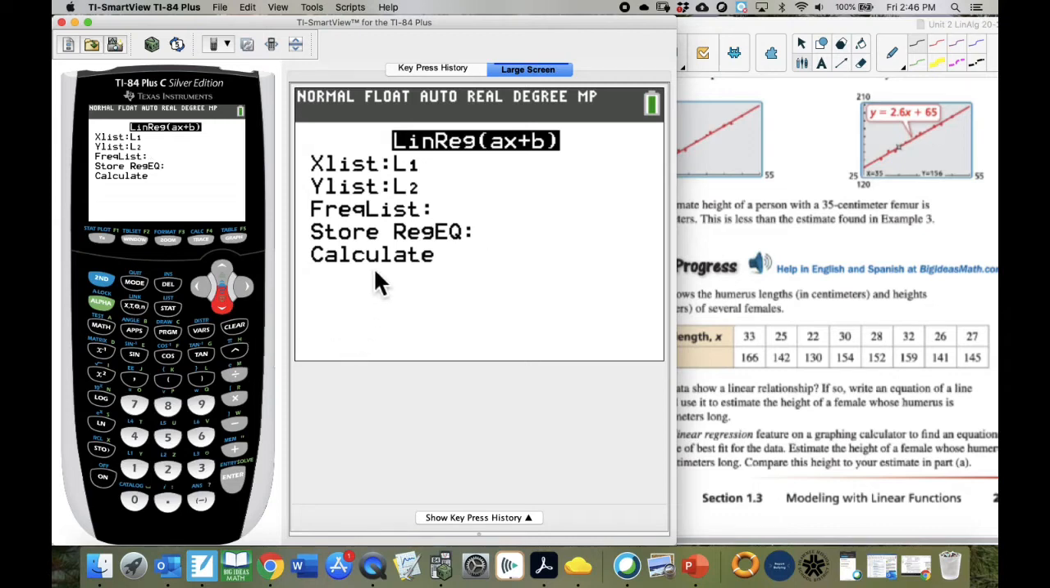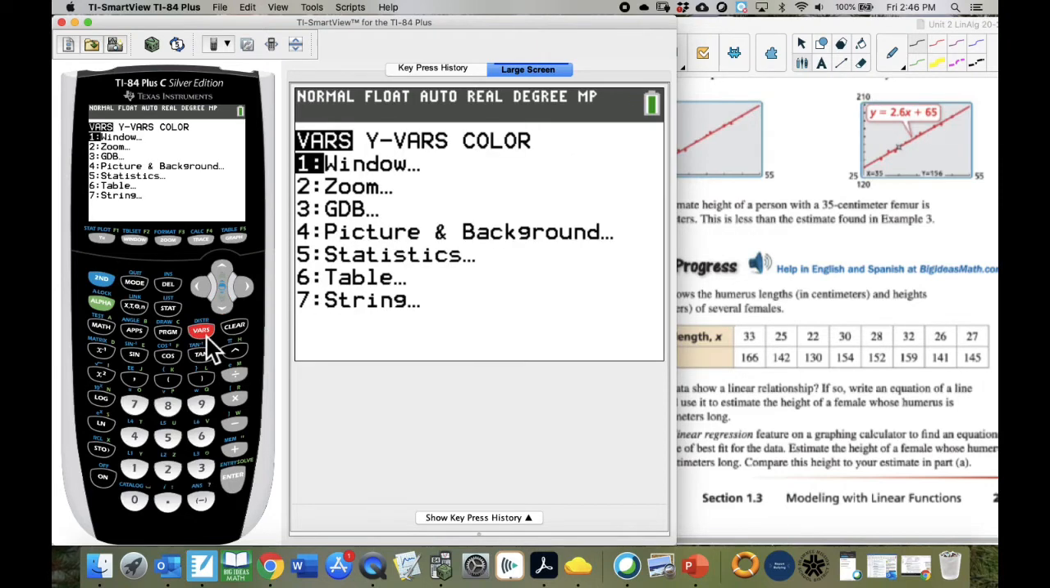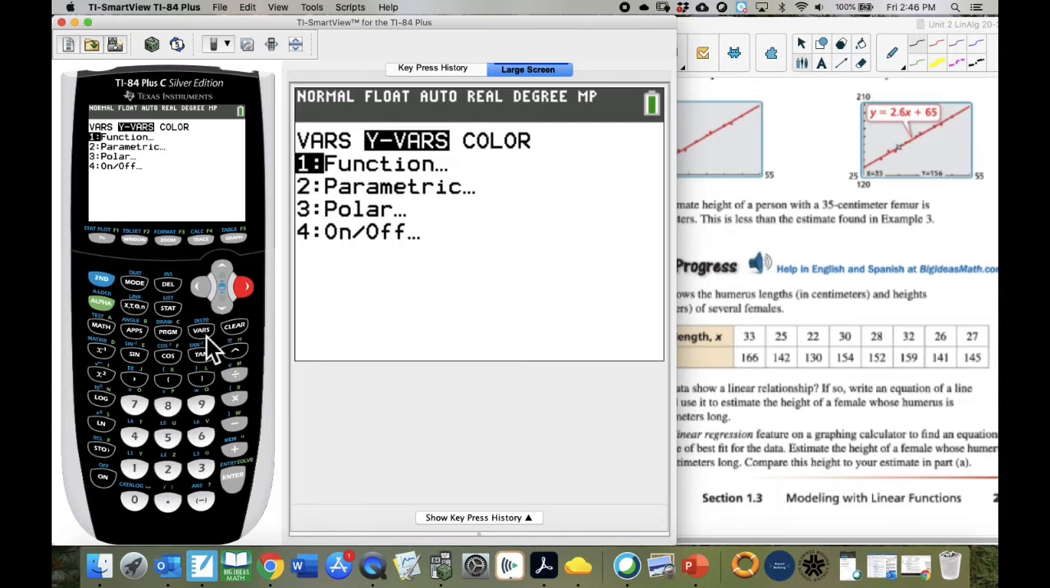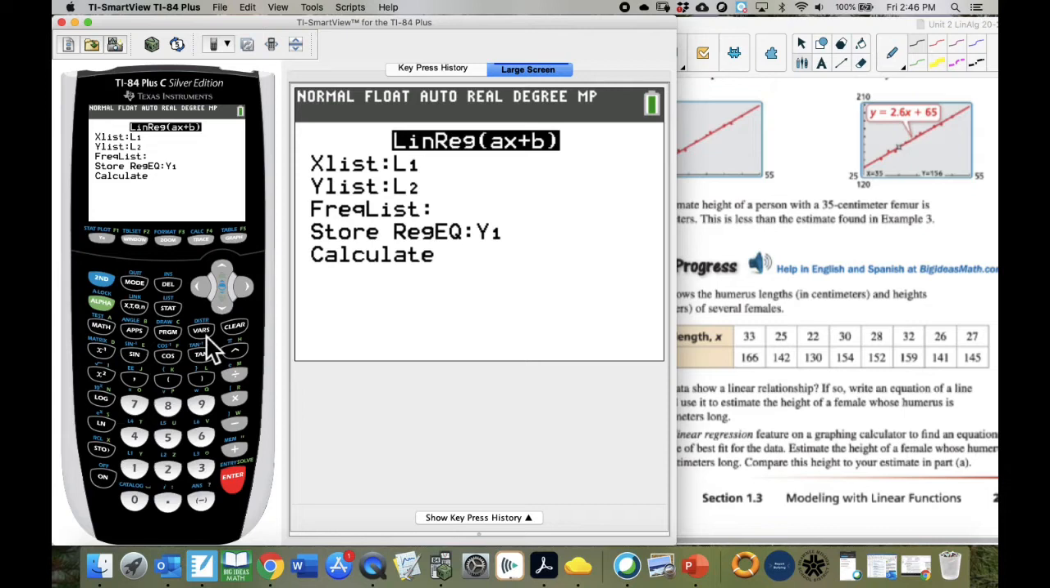We need to store our equation. The equation gets stored in the Y sub 1. To get there, you go to Vars, which is kind of here by the cursor, Vars, over to Y-Vars, and now you're going to hit enter a couple times. So enter, enter, and now here we are on this screen. We're going to hit enter 2 more times. Enter, enter.